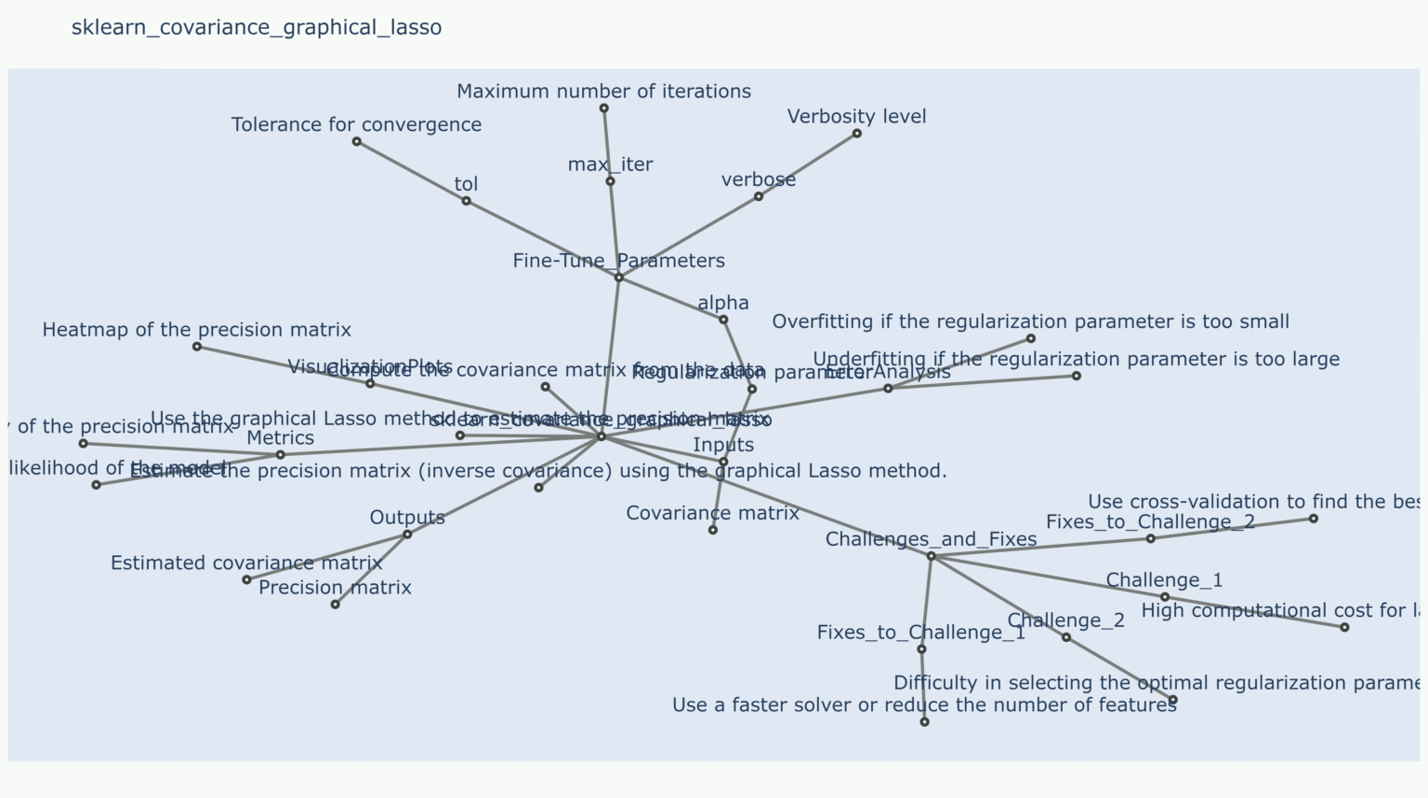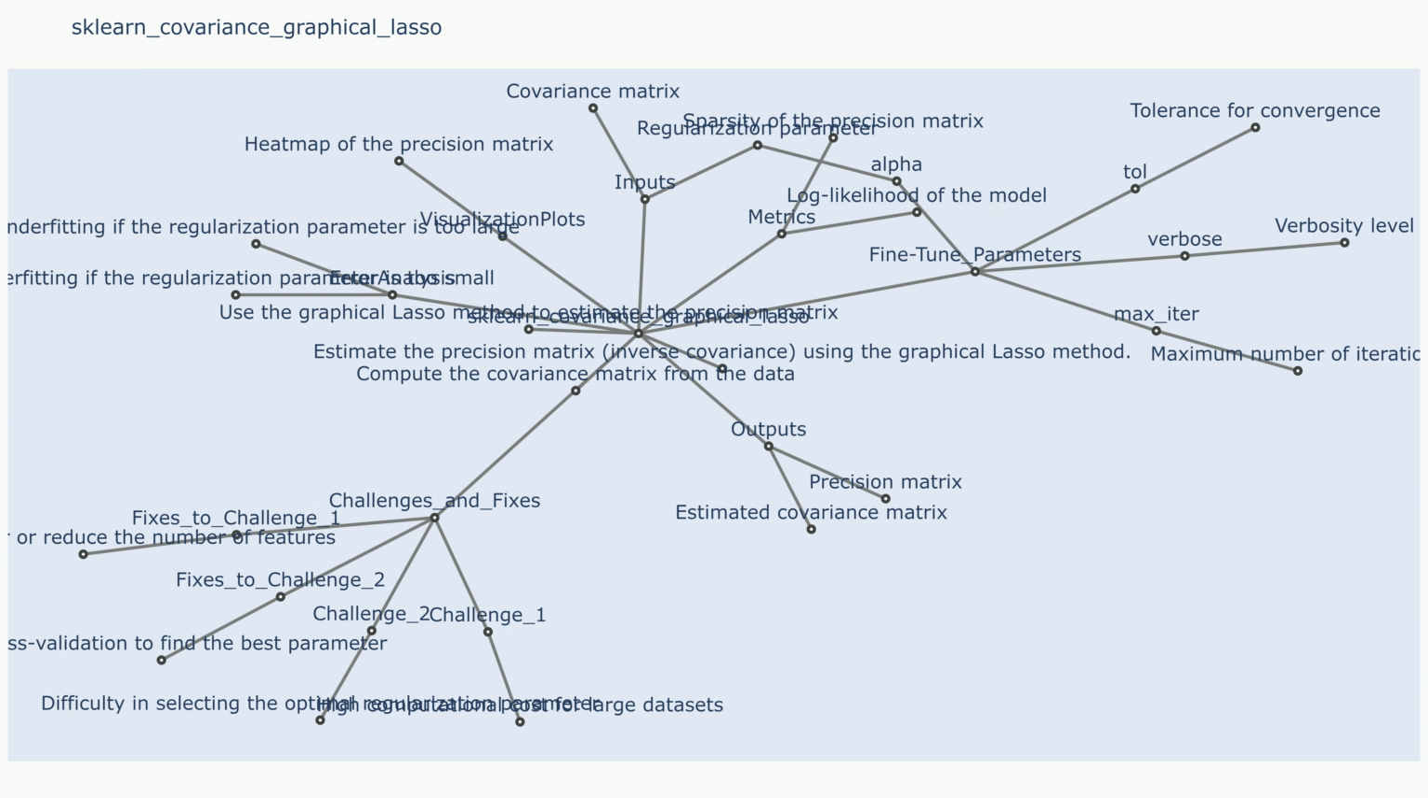Challenge 2. Explain in detail. Non-convergence. In some cases, the graphical lasso algorithm may not converge to a solution. Example: estimating the covariance matrix for a dataset with highly correlated variables. Fixes: 1. Increase the max_iter parameter. 2. Try a different value of alpha. 3. Use a different algorithm for estimating the covariance matrix.